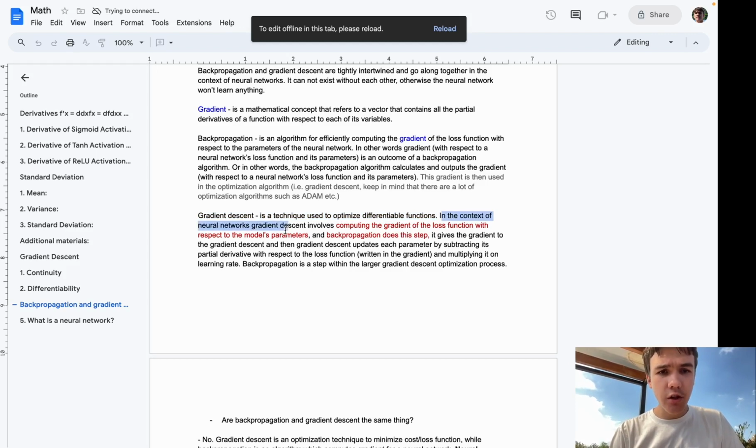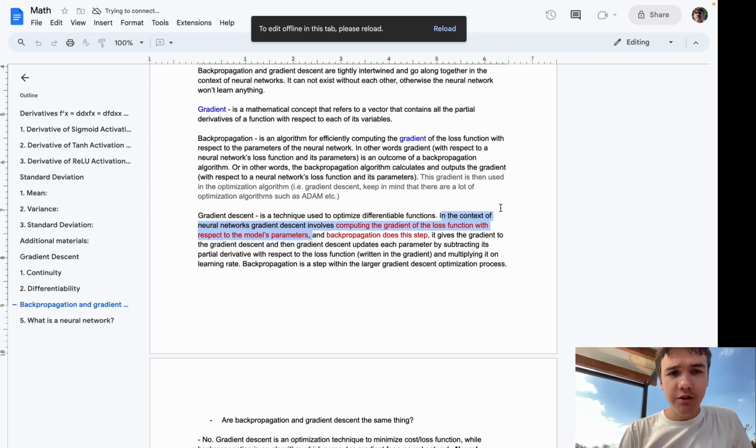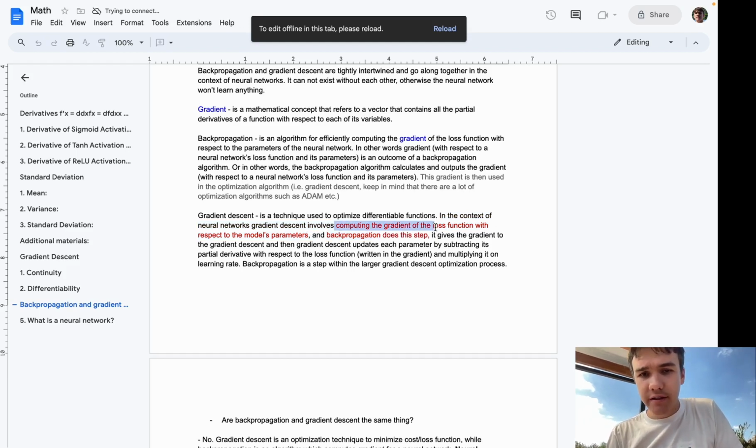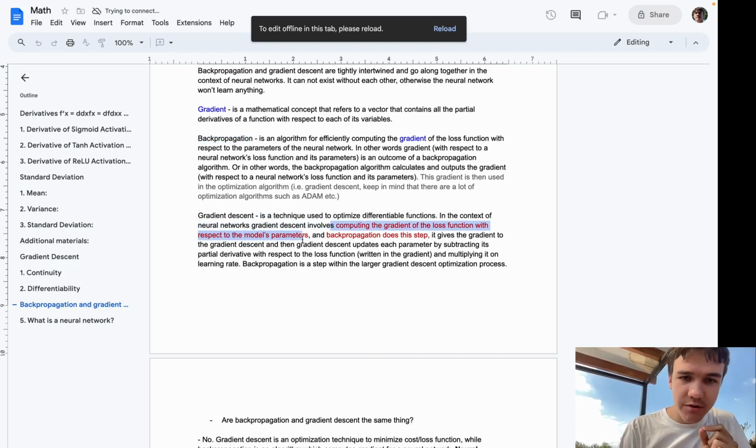But now, in the context of neural networks, gradient descent involves computing the gradient of the loss function with respect to the model's parameters. What I've just read is that in the context of neural networks, when we talk about gradient descent, it involves computing the gradient of the loss function with respect to the model's parameters. And I want to ask you, what is this? This is exactly what we've discussed. This is backpropagation.